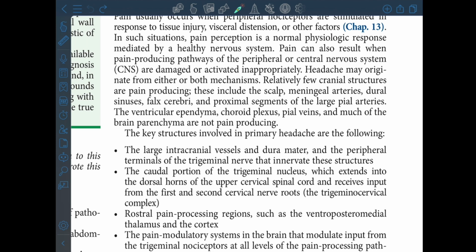Relatively few cranial structures are pain-producing. These include the scalp, meningeal arteries, dural sinuses, falx cerebri, and proximal segments of the large pial arteries. The ventricular ependyma, choroid plexus, pial veins, and much of the brain parenchyma are not pain-producing.